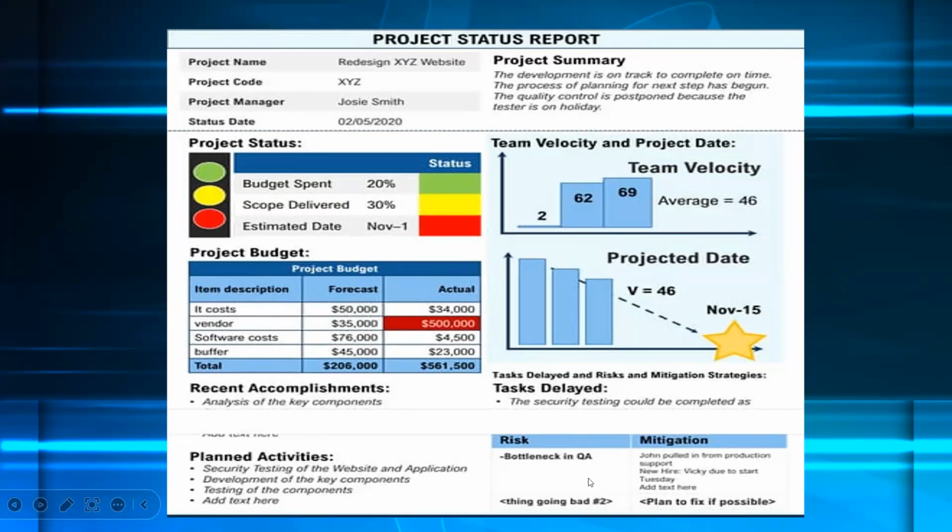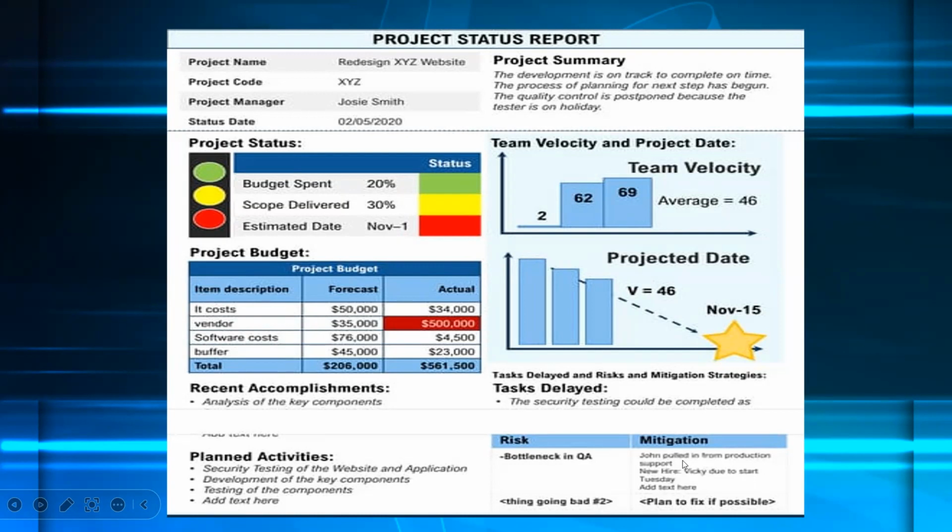And then this is your risk part, the risk management that you want to put in place. What is the risk? Bottleneck in QA. Okay, John pulled in from production support, new hire, Vicky due to start on Tuesday. You're able to give that information. So because of this person that is on holiday, that is a risk. What are the mitigation actions that you've put in place?